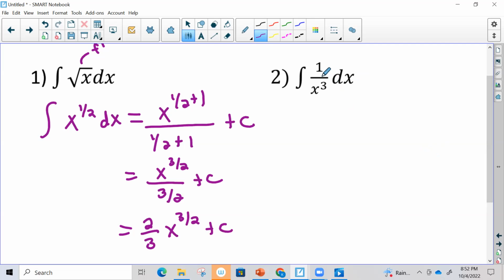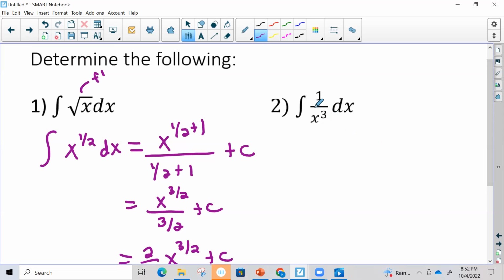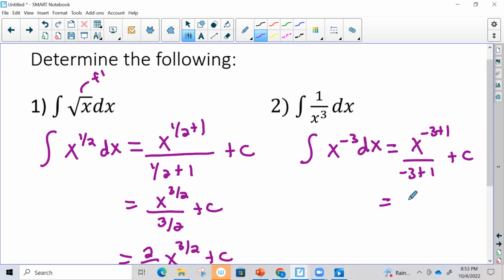Same thing, if we have x to a power in the denominator, we need to get that out of the denominator. So what we can do is make that x to the -3rd, and then we can use our power rule. You can't use the power rule just in the denominator. It has to be in that format of x to the n. So you have to move it to the numerator. And again, you use that same rule. So you add 1 to the exponent, and then divide by that new exponent and put your plus c. So that would give me x to the -2nd over -2.